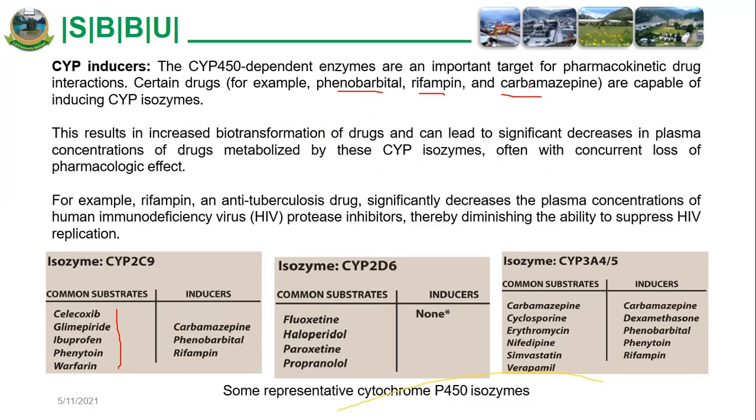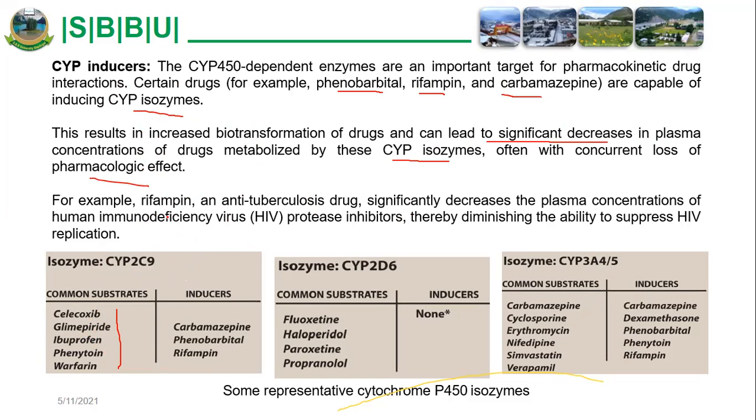So if they are capable of inducing these CYP isozymes, the result can be a significant decrease in the plasma concentration of drugs metabolized by these CYP isozymes. This is a very general way to put it. If these enzymes are produced, you are producing enzymes that can rapidly metabolize these drugs, and they decrease the plasma concentration of these drugs, so they may lose their pharmacological effects.